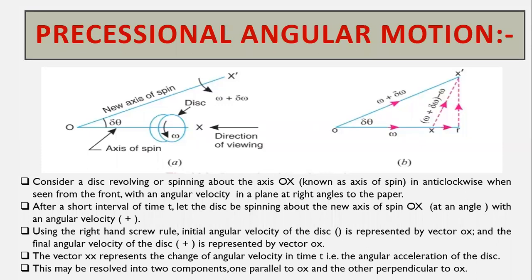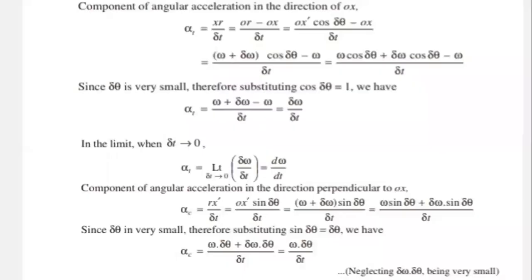Next, coming to the derivation. We have to observe a formula for the precessional angular motion, that is omega into omega p. We know that omega is the angular velocity about the axis of spin OX, but omega p is the precessional angular velocity, that is how fast the axis of the disk is moving in the angular motion of precession. So there we have to observe the formula.